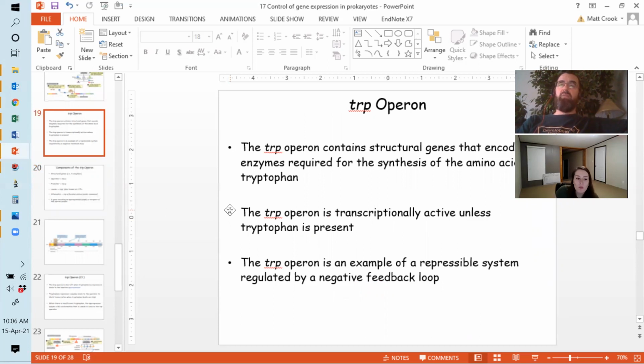So basically now we have a situation where the trp operon is on unless the product that it produces is present, in which case it is off. So the trp operon is normally on all the time, but it can be turned off, it's a repressible system.